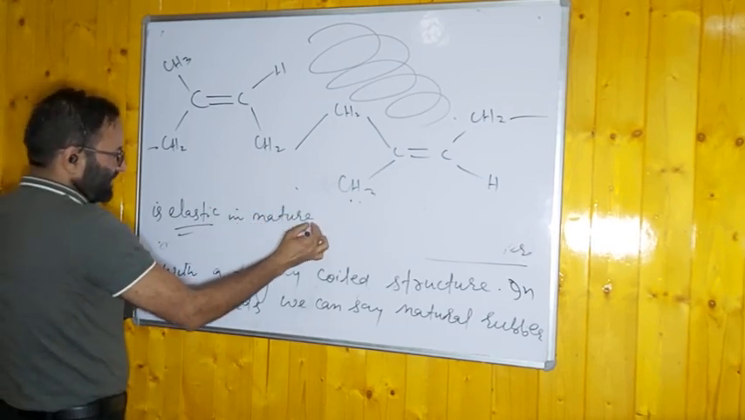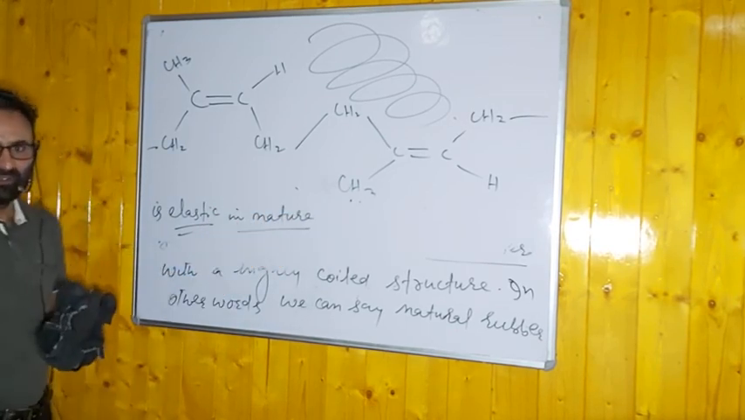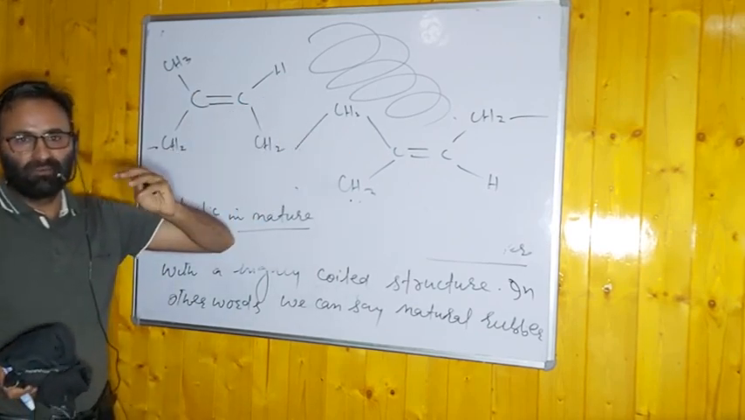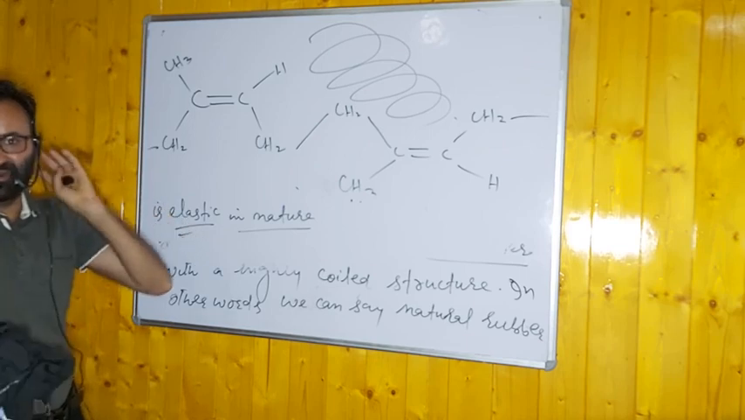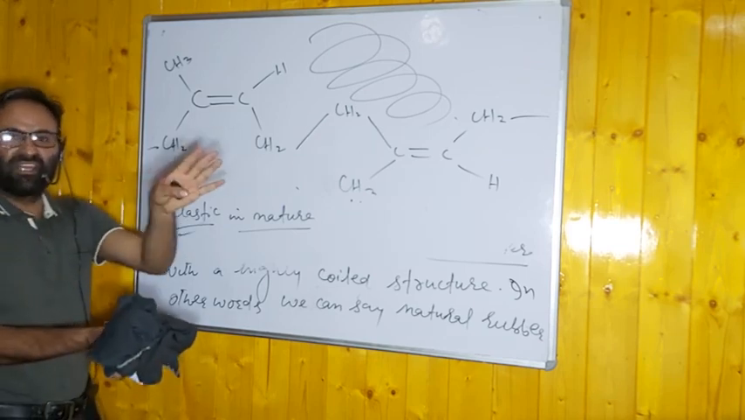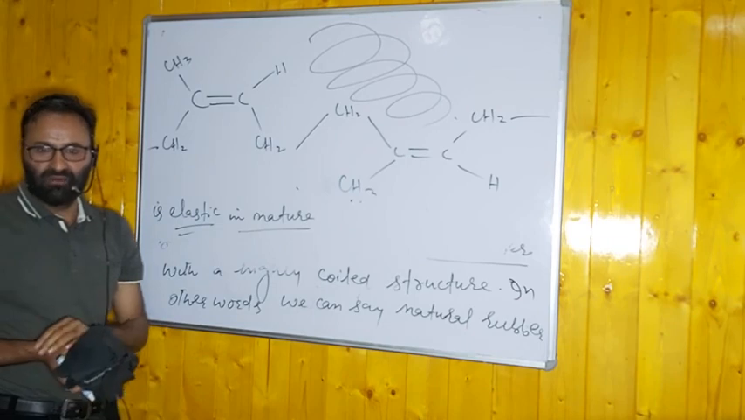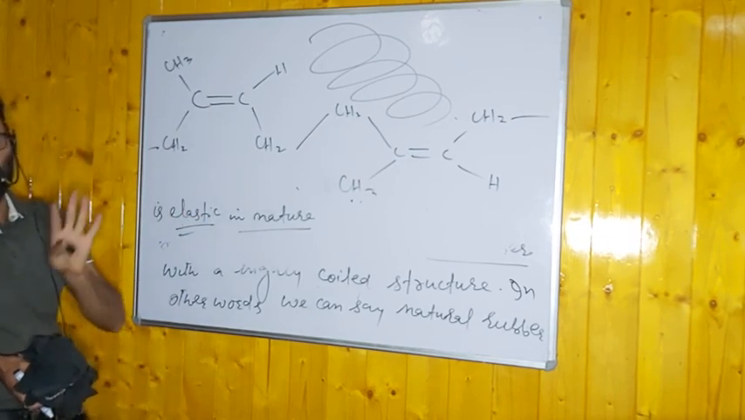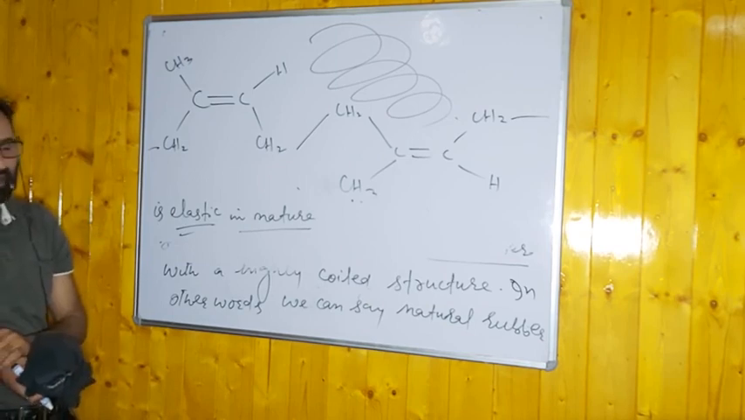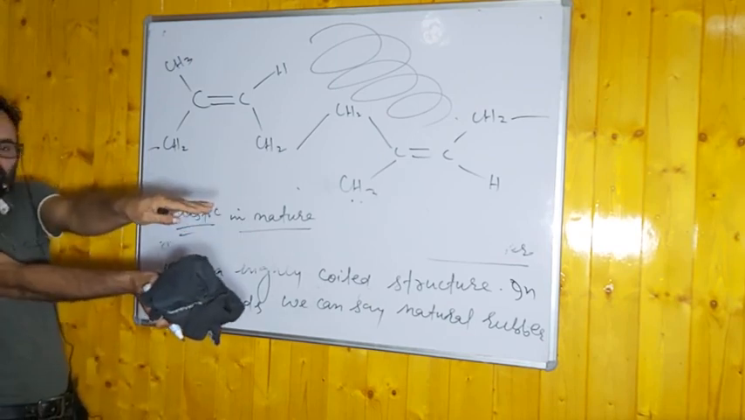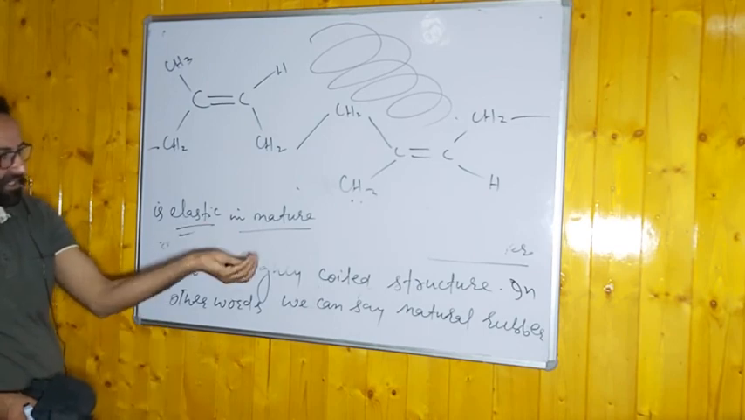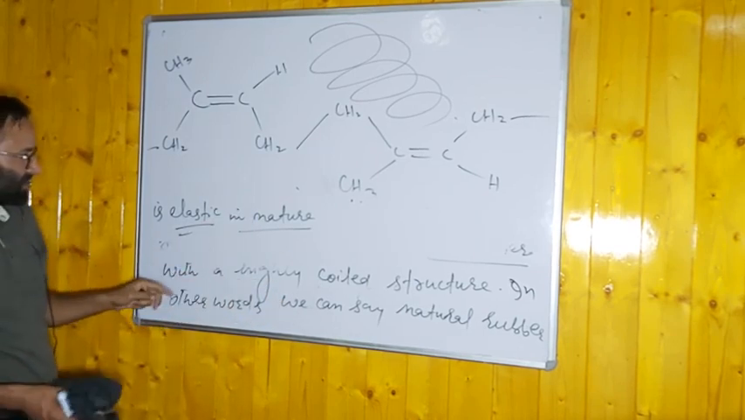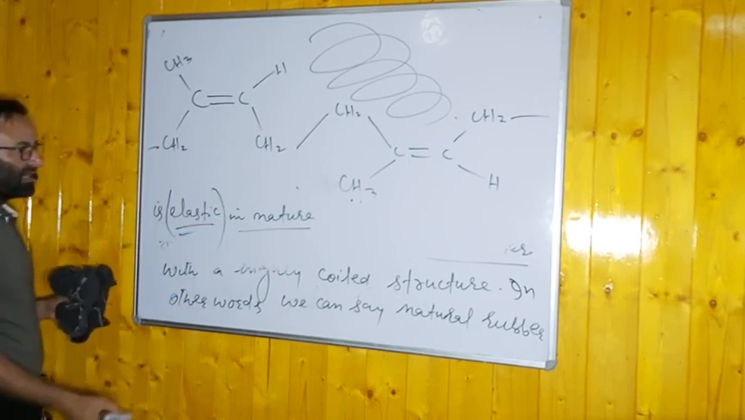I will repeat these points again. In natural rubber, there are no polar groups. There will be no strong interaction between the polymeric chains. There will be the weakest interaction of the van der Waals type. And the interaction gets further decreased because of cis orientation, because of cis stereochemistry. Hence, the interaction between the polymeric chains is weakest. Hence, it is an elastomer with a highly coiled structure. You can also say natural rubber is elastic in nature.